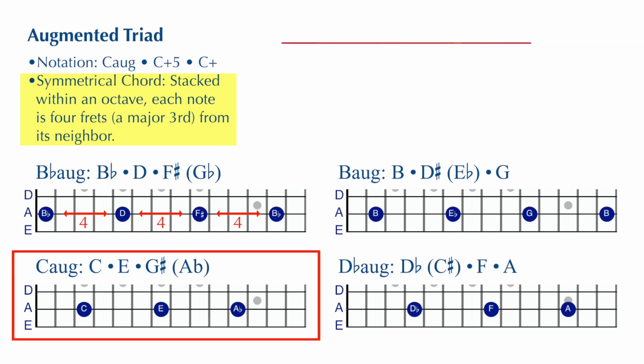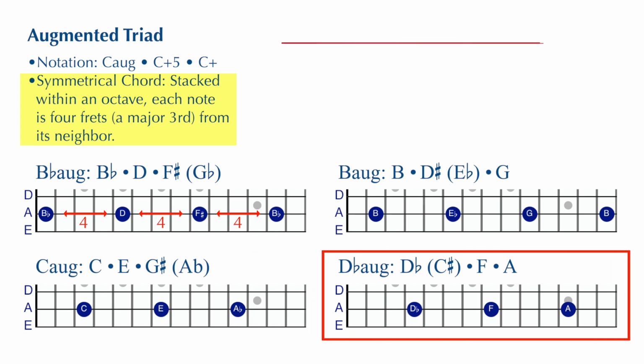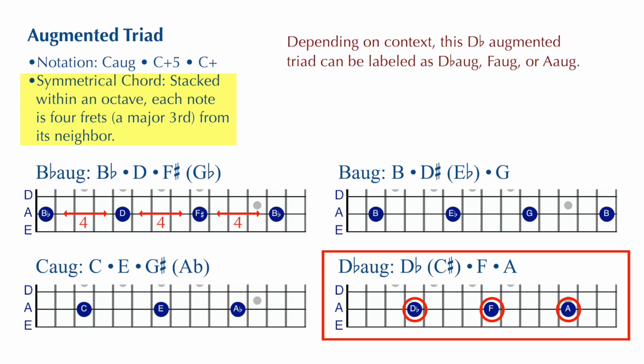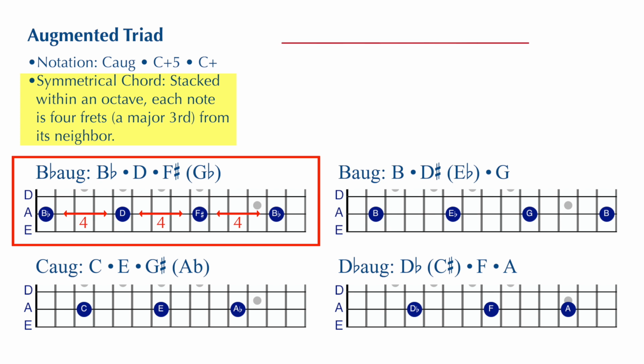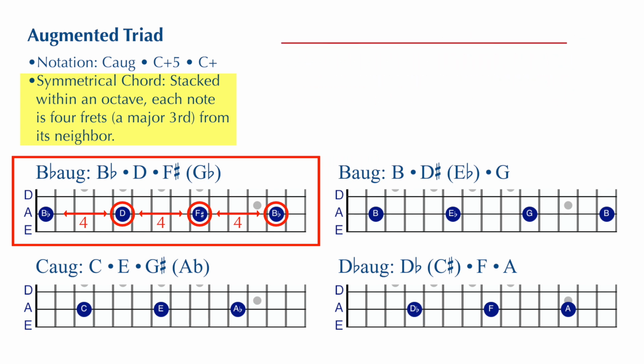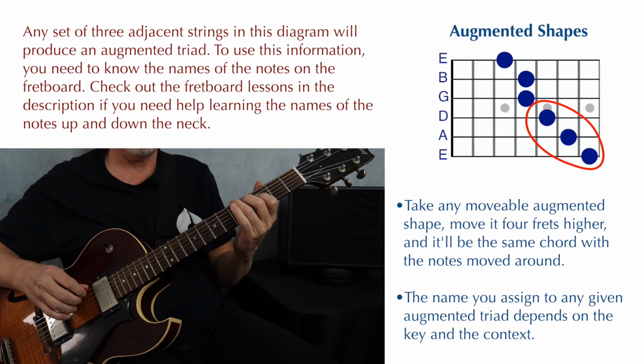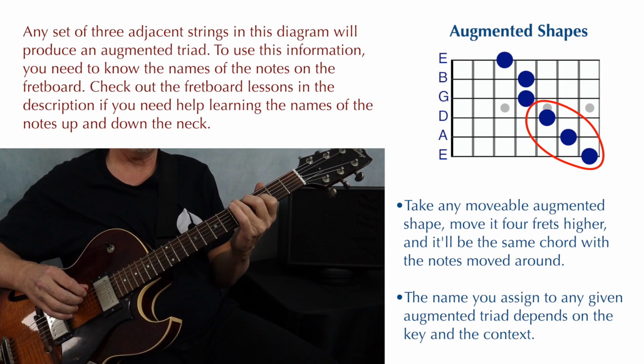And if we shift these notes another fret higher, this chord can function as C, E, or A-flat augmented. Shift another fret higher, we get D-flat, F, or A augmented. And finally, if we shift another fret higher, we end up on a D. But remember that this D is part of the B-flat augmented series. It's the same notes. This is a movable augmented shape you can play if you play the lowest note on the 6th string.